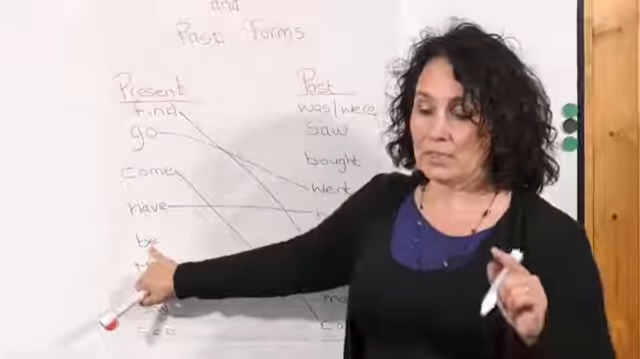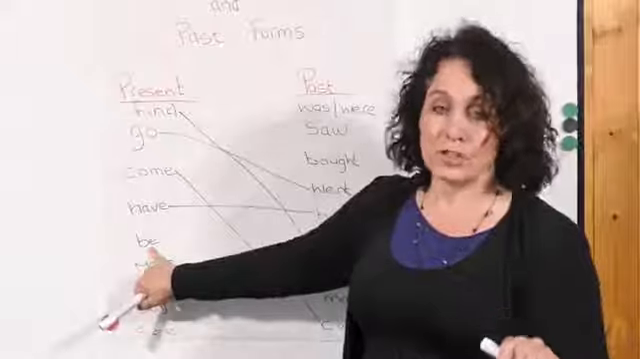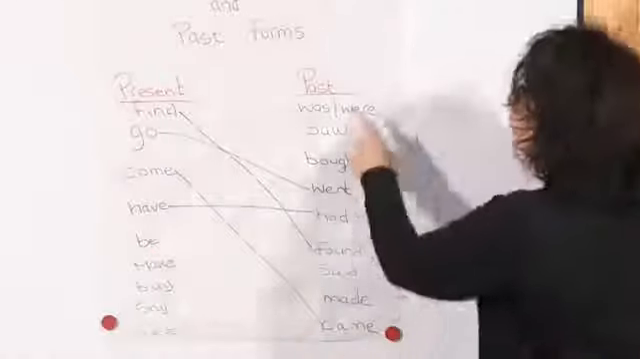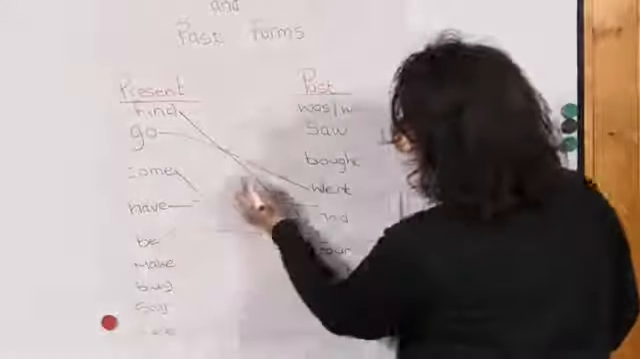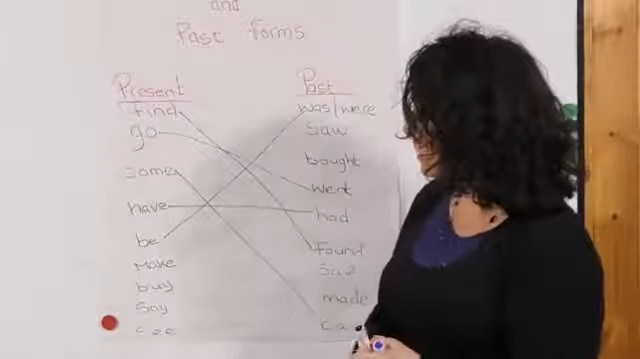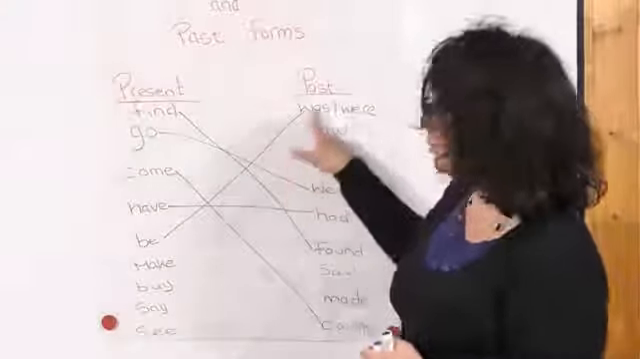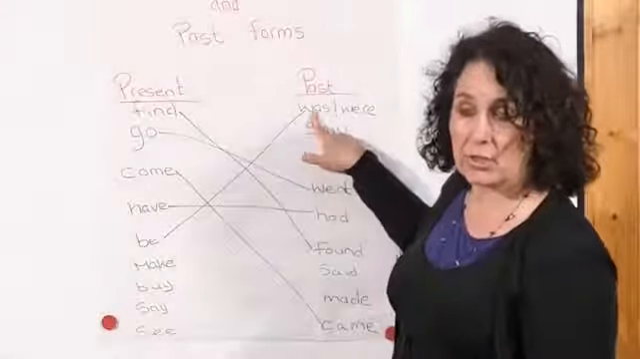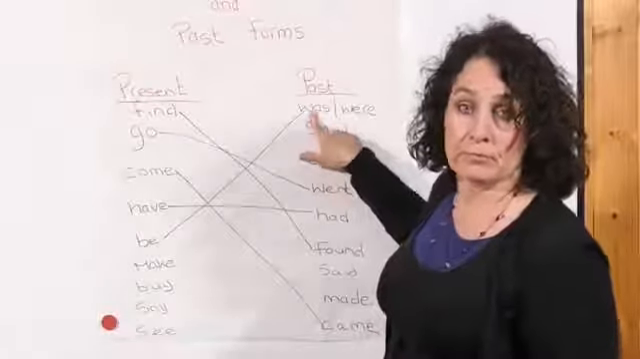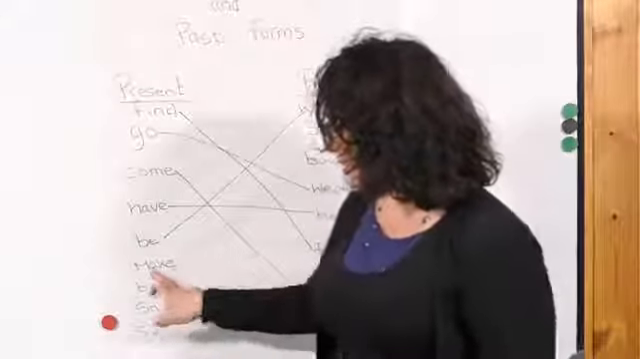Okay. The verb be, we should know. So the verb be, am, are, is, changes to, yes, was or were. I am a teacher, but I was a student before. Okay, before now.